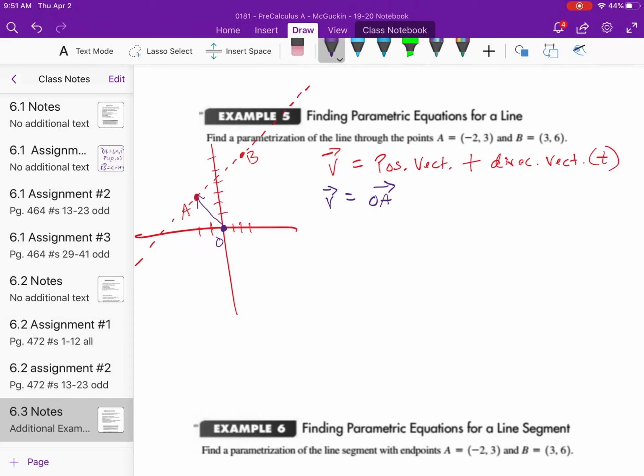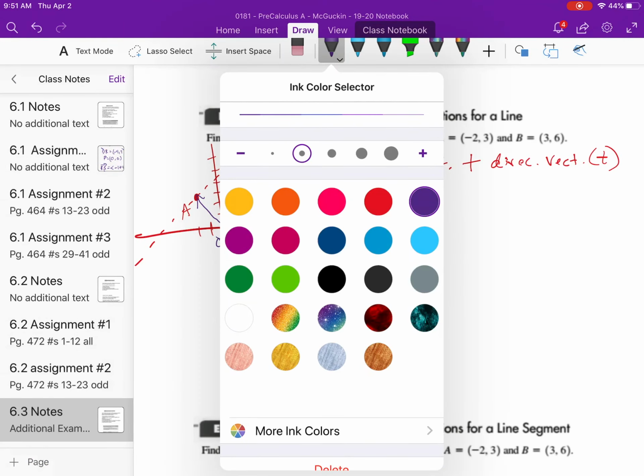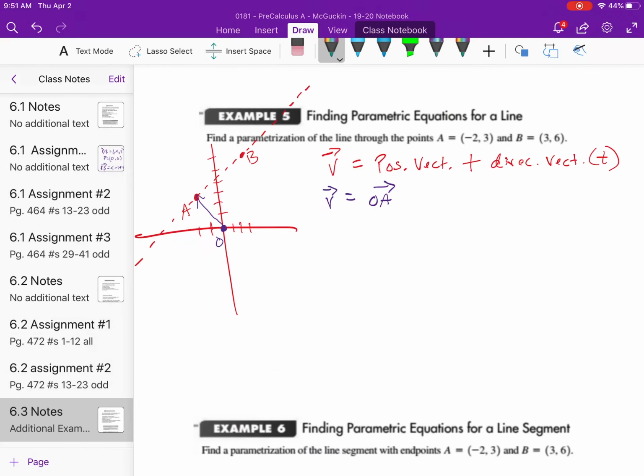Now you've set the position, and from this point your direction is saying, okay, if I'm at A, how do I then go towards B? That tells us the direction in which we're going to be moving on this vector. We want to find out what that direction vector is going to produce. So I'm going to change colors here. I want to see the vector from A to B.